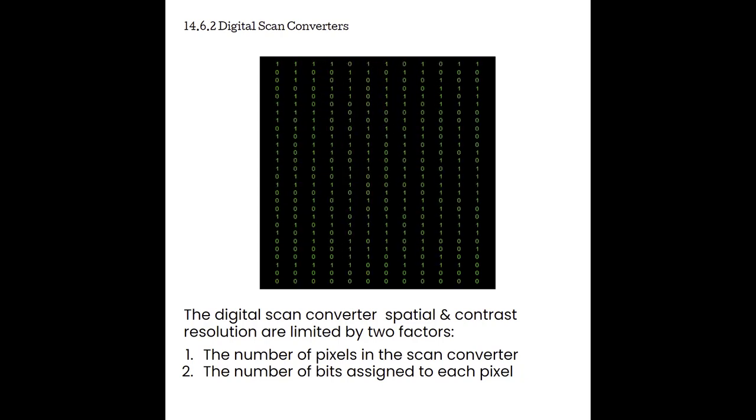So the digital scan converter offered a lot of improvements over the analog scan converter. They're much faster, very accurate, and very durable. But the detail that we can see, especially the spatial and contrast resolution, are limited by two factors. One, the number of pixels in the scan converter, and two, the number of bits assigned to each pixel.